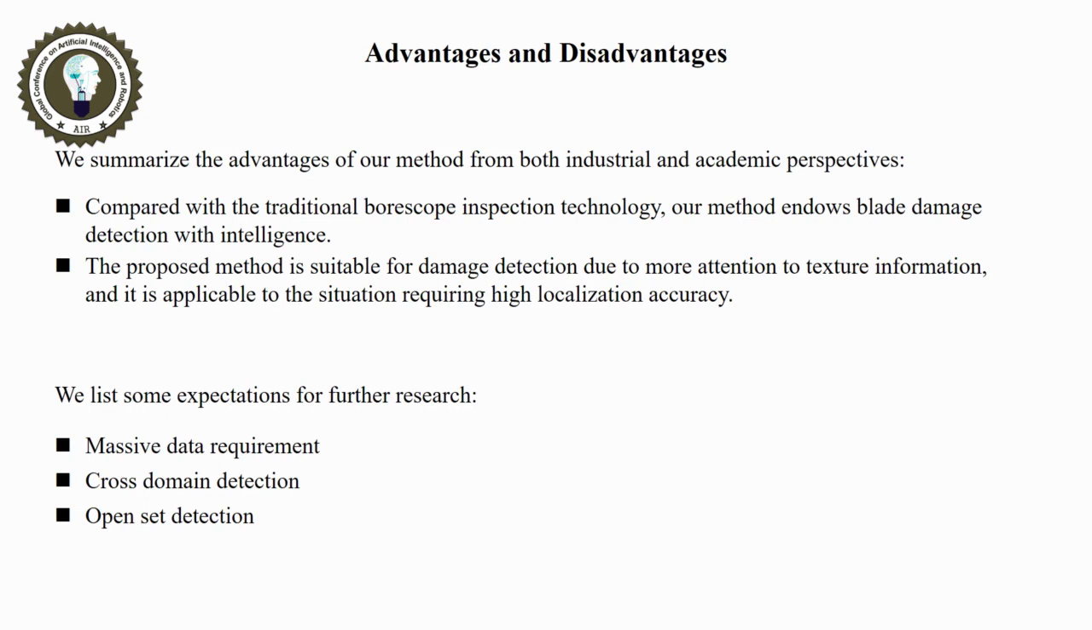We list some expectations for further research. Massive data requirement: the ideas of unsupervised learning and self-supervised learning bring hope to damage detection under data scarcity. Cross-domain detection: fine-tuning and meta-learning are two methods to alleviate this problem. Open-set detection to model real scenarios closely: models need to update themselves and classify these samples correctly when the label of unknown is available.